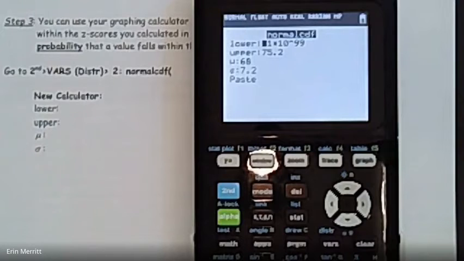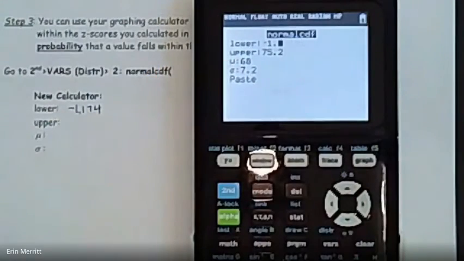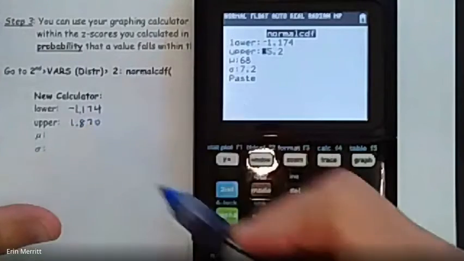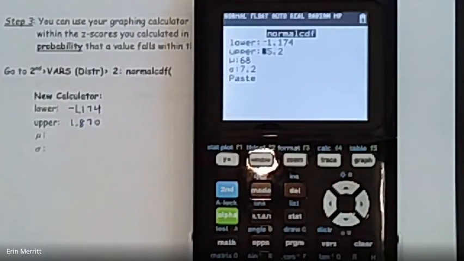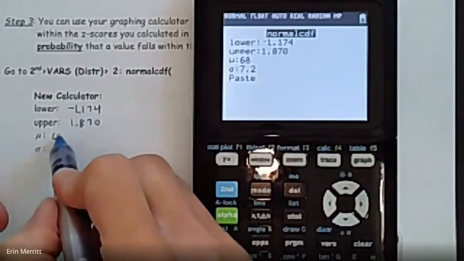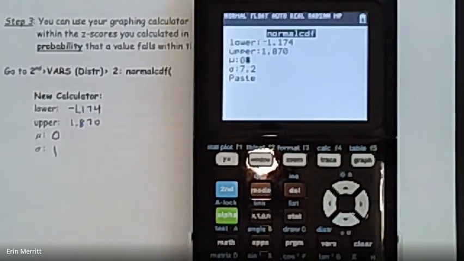Right. And now there might be numbers in there from before. There might not. That's okay. It's going to be the negative 1.174, so type that in here. The upper was the 1.870, because obviously it needs to go low to high or this isn't going to make sense. And now for this part, that little, it looks like a U, but it's a mu. That is going to be the mean, which the mean is 0. The standard deviation is 1. So we're going to type that in as 0 and 1, which they might have been defaulted to 0 and 1 on your calculator anyways, which is fine.